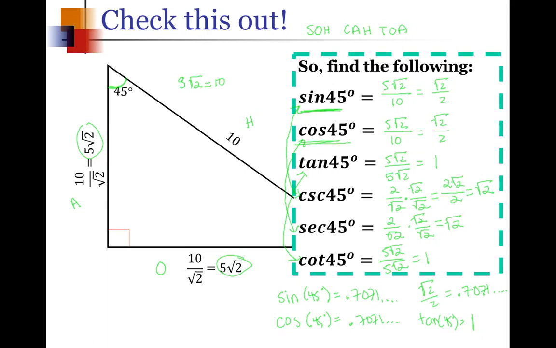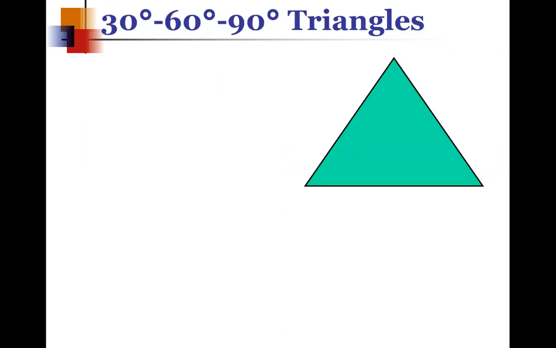Fantastic. Let's take a look now at a 30, 60, 90 triangle. So right here on the screen, I have an equilateral triangle, right? So that means all 3 sides and all 3 angles are equal. What's the measure of each angle? 60 degrees, right? 180 divided by 3.